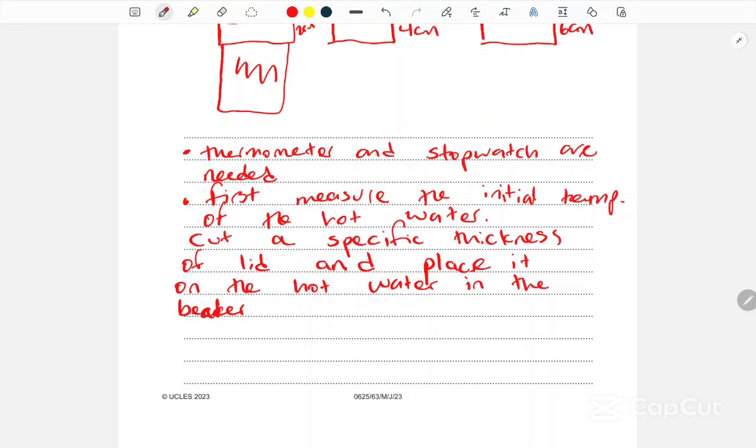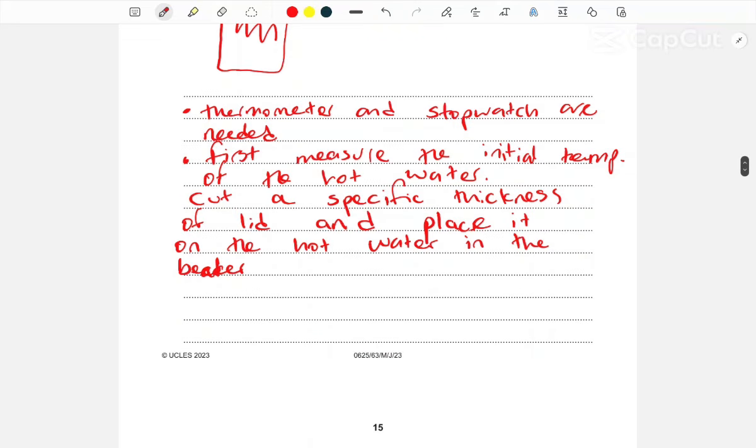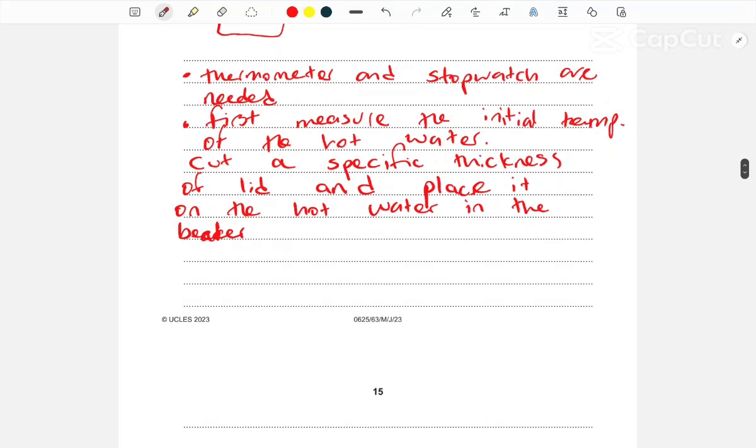And then after that, we cut a specific thickness of lid and place it on the hot water. After that, we set a specific time. So after, let's say, 30 minutes, we measure the temperature again. Measure the temperature.